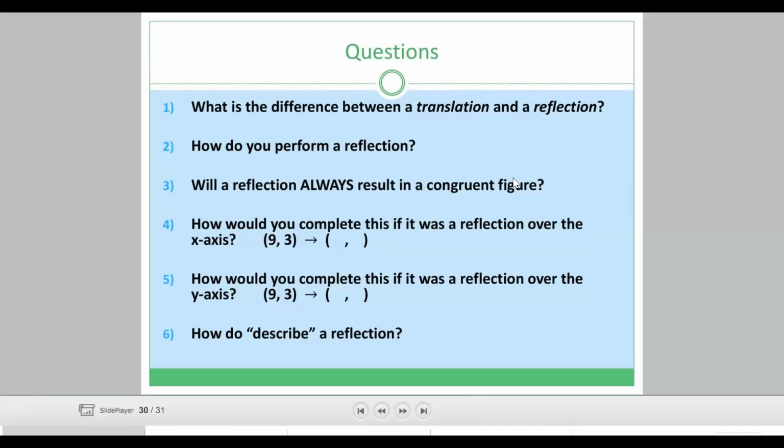Number 2, who wants to try number 2? I'll do it. Okay, go ahead.